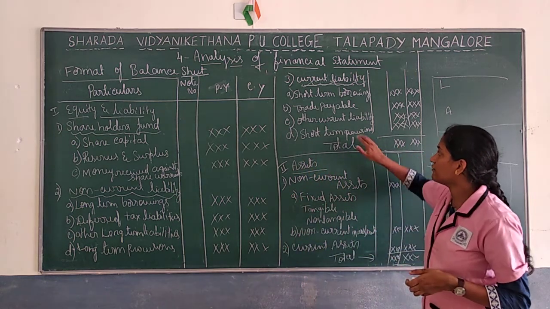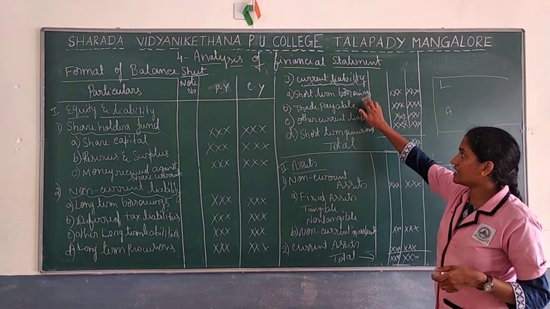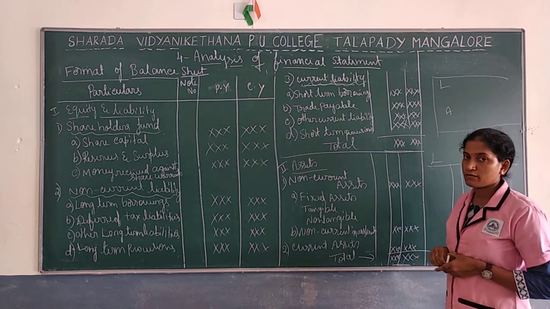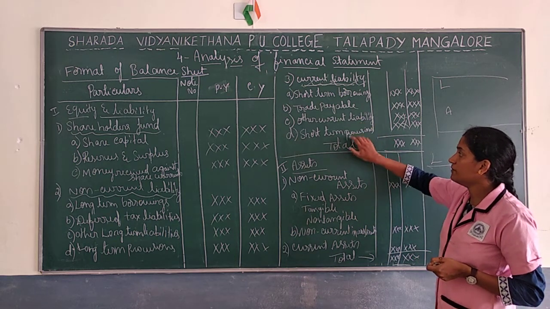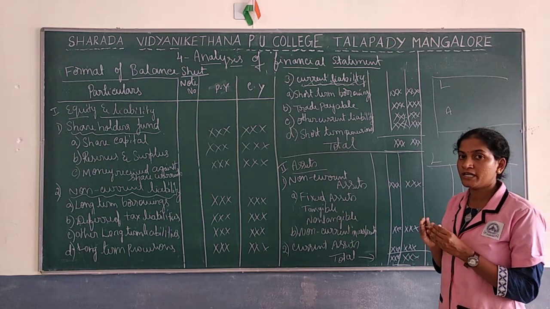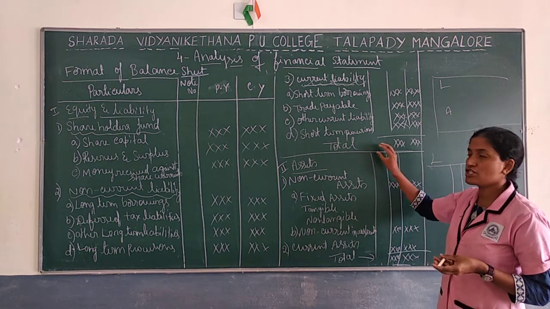Okay, next we have the other current liability. Any liabilities that are not included under short-term borrowings will go here. Then short-term provisions: money kept aside to meet short-term expenses is called short-term provisions.